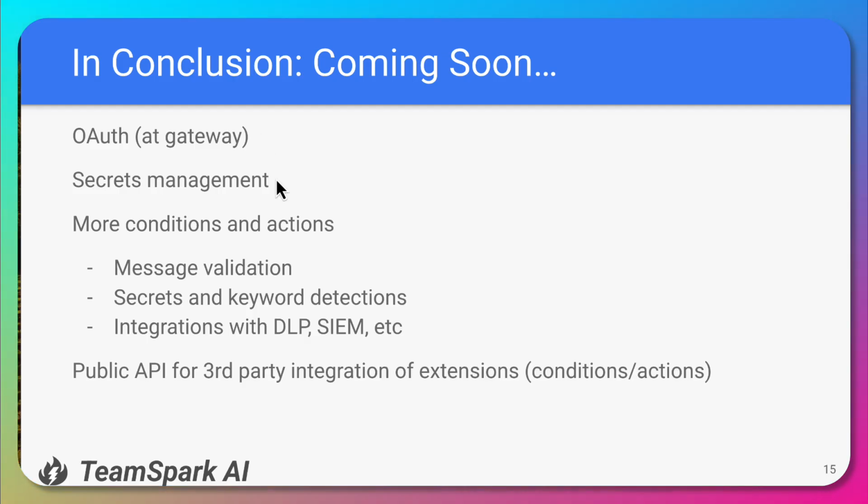We're also working on secrets management. And then we're going to start building out these conditions and actions. So we have that list that I showed you of the conditions and actions. Those are all in the planning stage, and we have a pretty good line of sight on how we're going to build them out. Message validation is a pretty simple one. The secret and keyword detection is pretty straightforward. And then these integrations with third-party systems will also be increasingly important, especially as we get more enterprise adoption. So things like integrating with DLP and SIEMs and other kinds of third-party tooling.